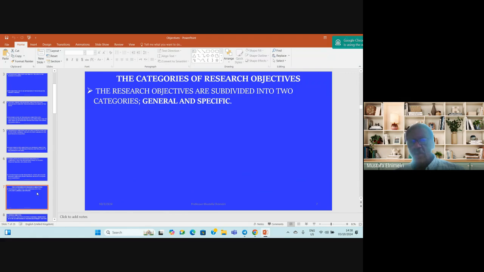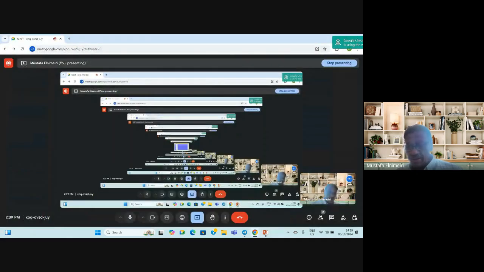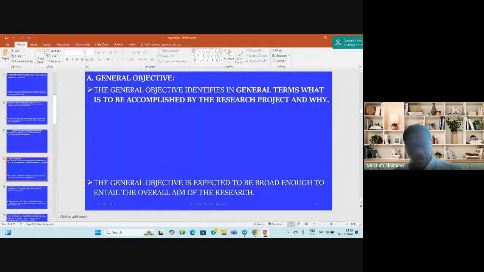And now we come to the categories of the research objectives. The research objectives are subdivided into two categories, the general and the specific objectives. We talk first about the general objective. The general objective identifies in general terms what is to be accomplished by the research project and why. The general objective is expected to be broad enough to entail the overall aim of the research. In other words, when you read the general objective, in a broader sense you have to understand exactly what the researcher is attempting to accomplish through the conduct of the study.